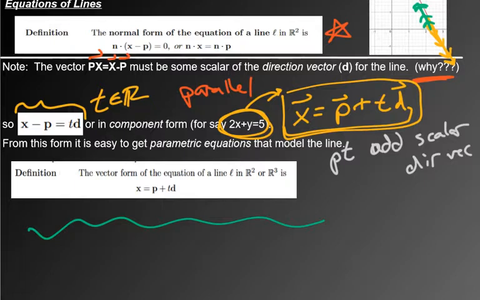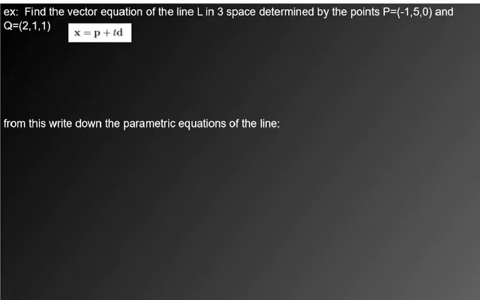And that can be in R2 or R3 or R4 or really anything. And you just look at it as a point, and then add to that point a scalar of the direction vector. So I just wanted to show you quickly how to use this.